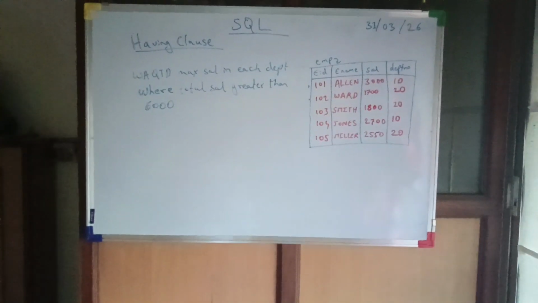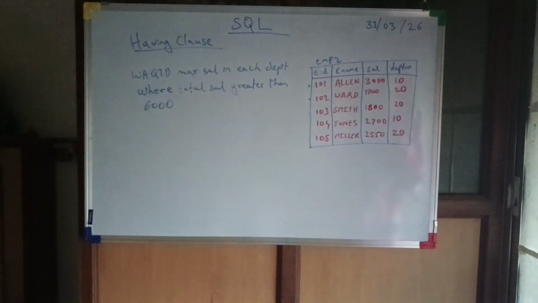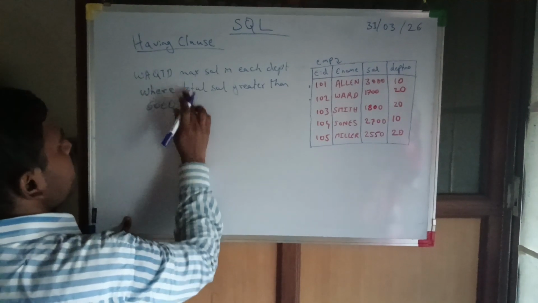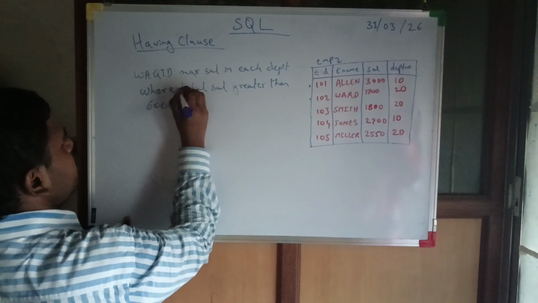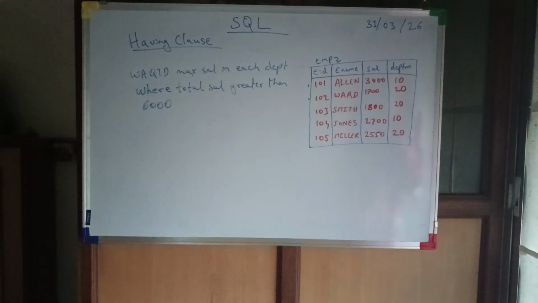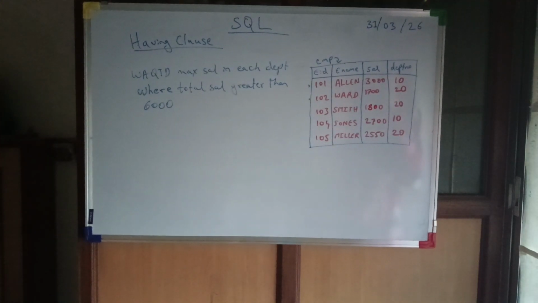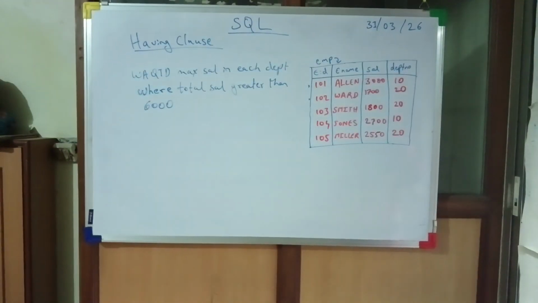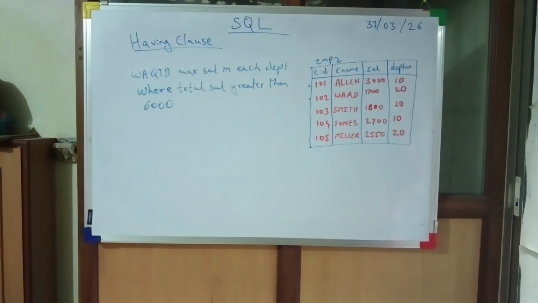Okay, is the question visible to you all? The word "total" is not visible. Total. Total salary greater than 6,000. Should I turn on the light? Okay, I should turn on the light. Is the board visible? Okay, now it's visible.